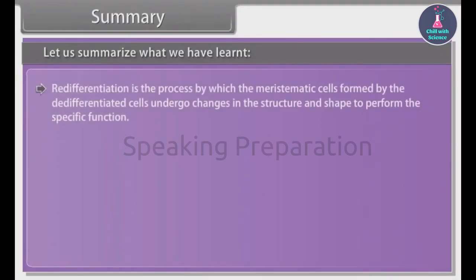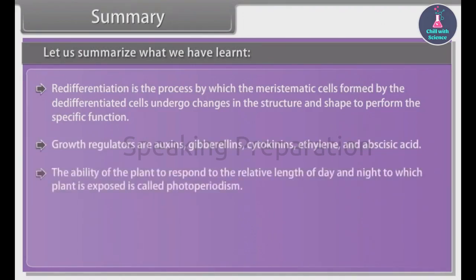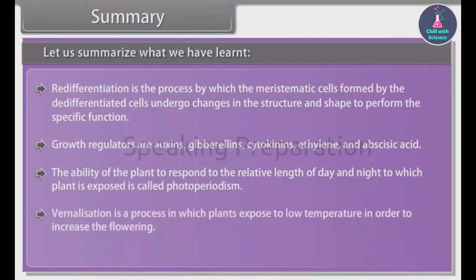Redifferentiation is the process by which the meristematic cells formed by the de-differentiated cells undergo changes in their structure and shape to perform a specific function. Growth regulators are auxins, gibberellins, cytokinins, ethylene, and abscisic acid. The ability of the plant to respond to the relative length of day and night to which the plant is exposed is called photoperiodism. Vernalization is a process in which plants are exposed to low temperature in order to increase flowering.